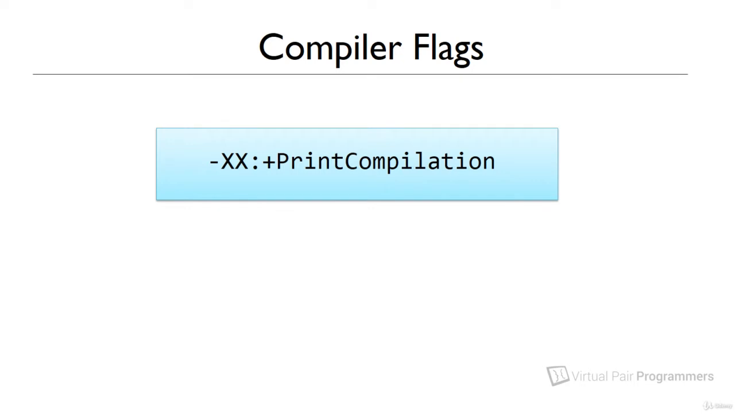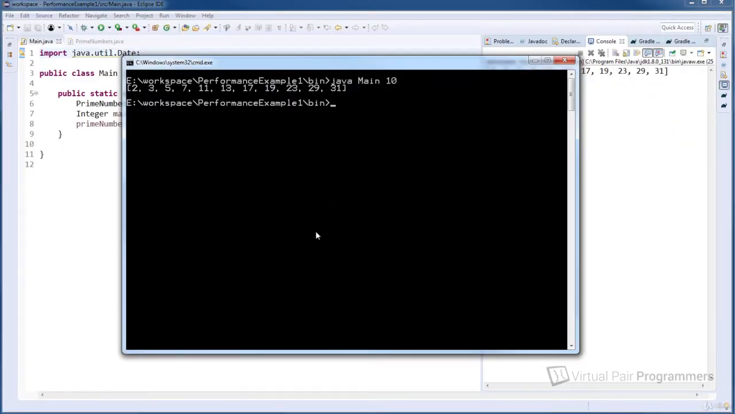So let's run this code again with this flag switched on. I'll do it, I think, from the console first of all. So we're going to do java, then we put our flag in, so that's -XX:+PrintCompilation. Then we want the class that we're running, which was Main, and any runtime arguments. We want to produce 10 of the prime numbers.